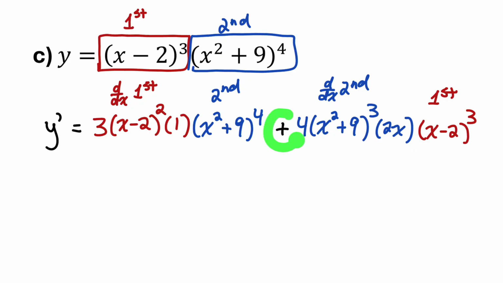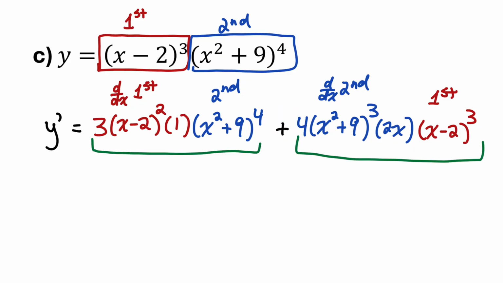So notice this plus sign is separating the two terms from each other. What we want to do is see if there is anything in common between those two terms. Well, they both have factors of x minus 2. We can common factor out the one with the smaller exponent, so I'll common factor out an x minus 2 squared from both of the terms. And they both have factors of x squared plus 9. Take out the one with the smaller exponent, so I'll take out an x squared plus 9 cubed.